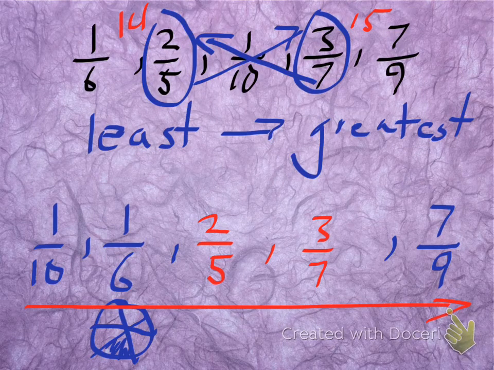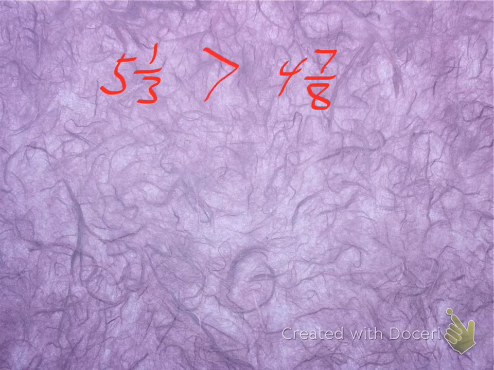The last thing I wanted to talk about very quickly is what you do with mixed numbers. And for mixed numbers, it's a little more obvious. If I'm trying to compare 5 and 1/3 and 4 and 7/8, you don't even look at the fraction part. As long as they're written in proper mixed number form, you just look at the whole number. And if the whole number 5 is bigger than 4, you're done. You don't even have to think any more about it.